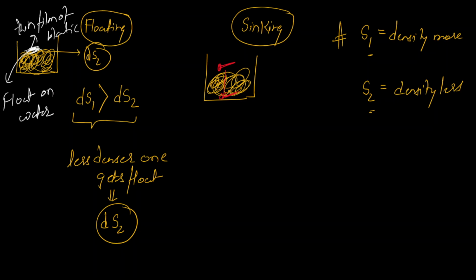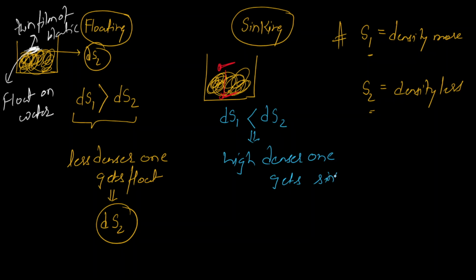Now, another example we can say here: DS1 is lesser than DS2. Here we can say that the high denser one gets sink.